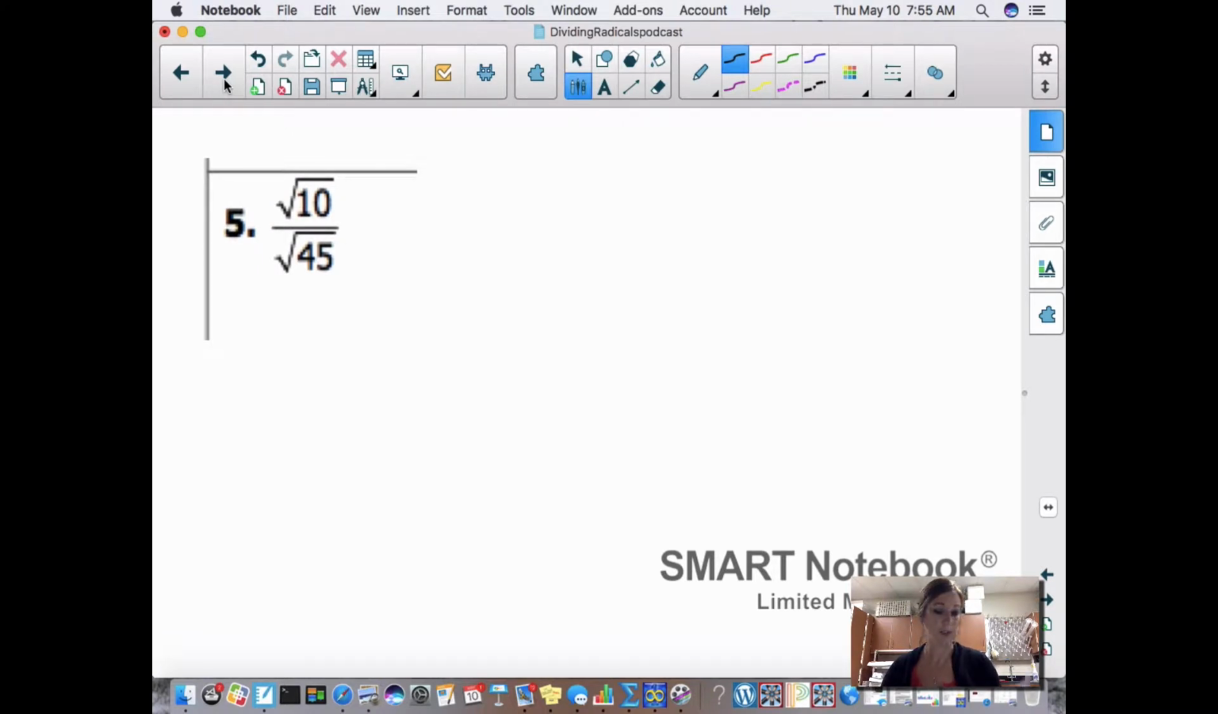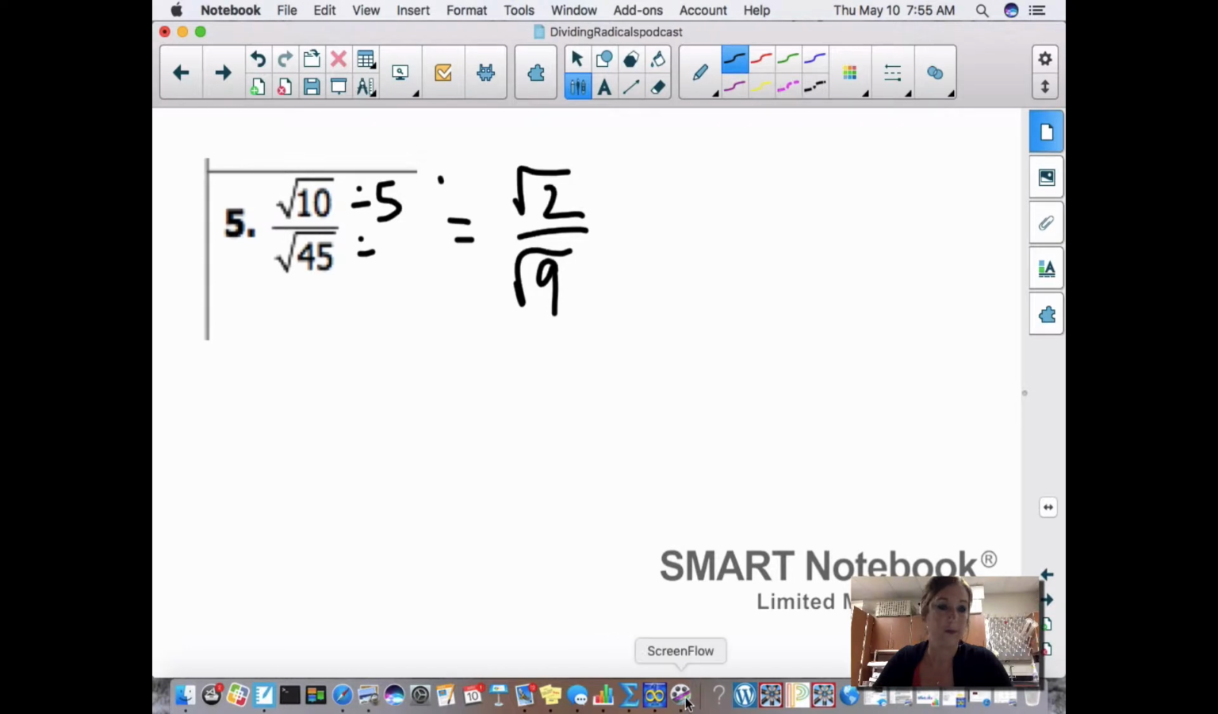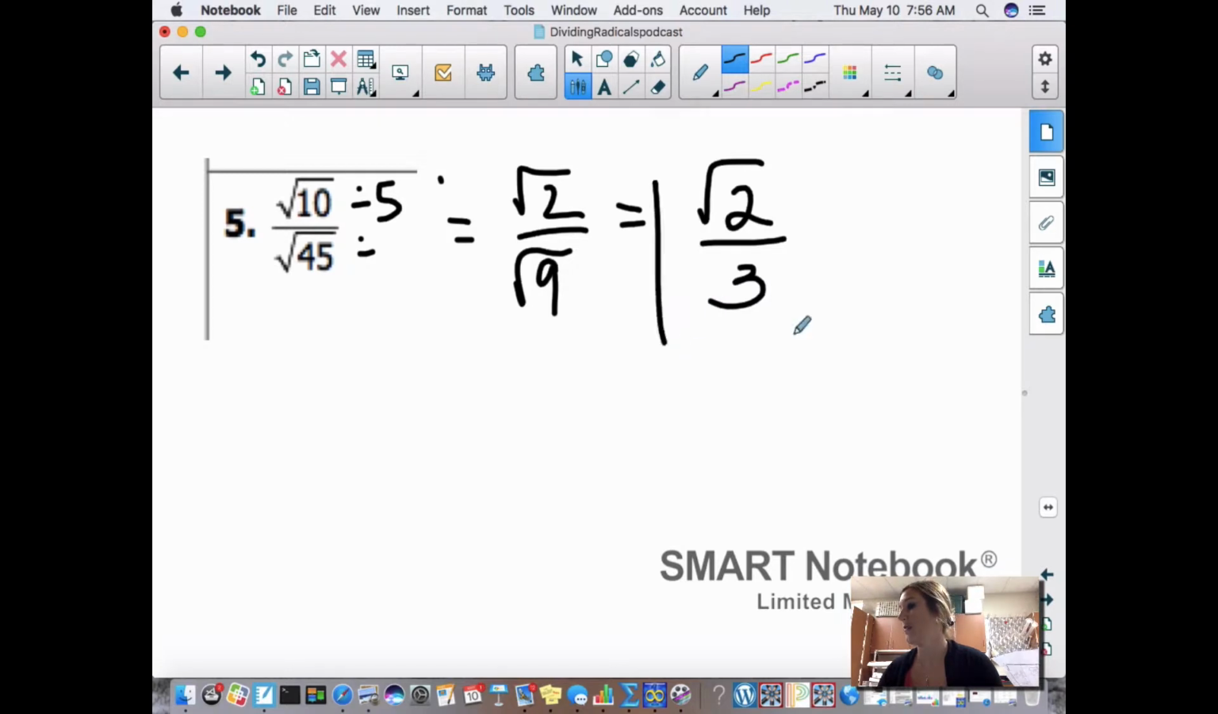Number 5 on your note sheet. The square root of 10 over 45. Both of these numbers are divisible by 5. So as a fraction, we can simplify it down to 2 over 9. So the square root of 2 does not simplify. However, the square root of 9 is 3. So we have radical 2 over 3 as our final answer.